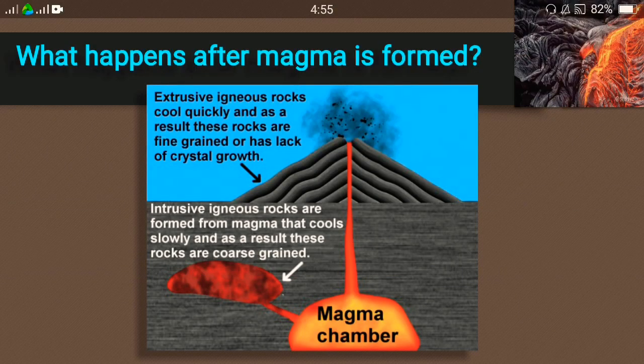What happens after magma is formed? As magma moves upward, it pushes into or intrudes the overlying rock. Rock that falls into the magma will eventually melt. The rock may combine with the new igneous rocks, which is rock that forms when the magma cools.